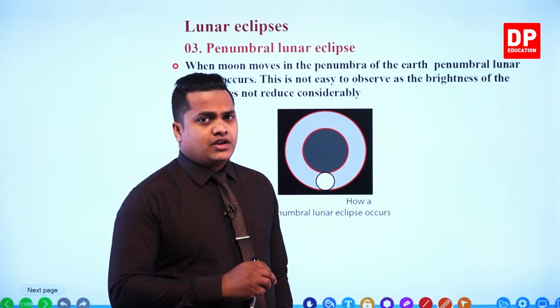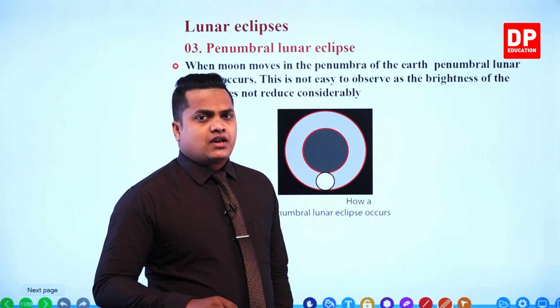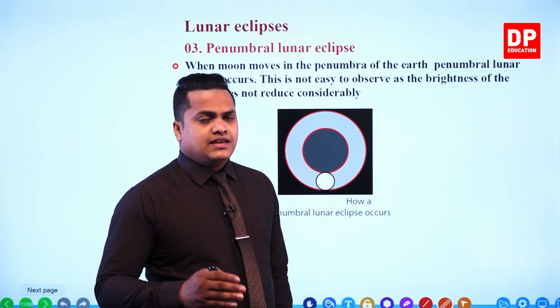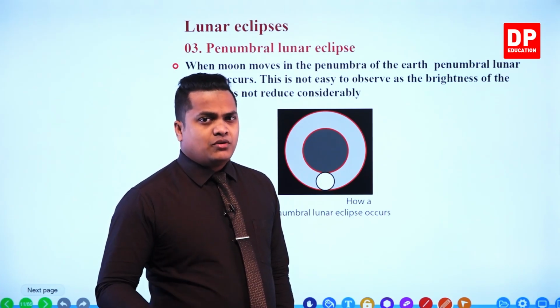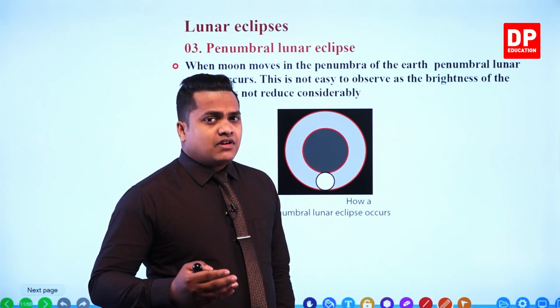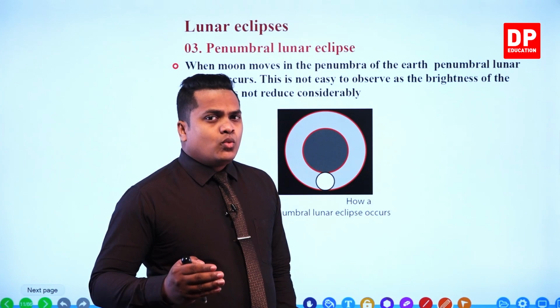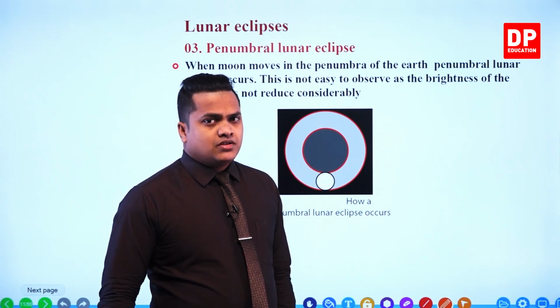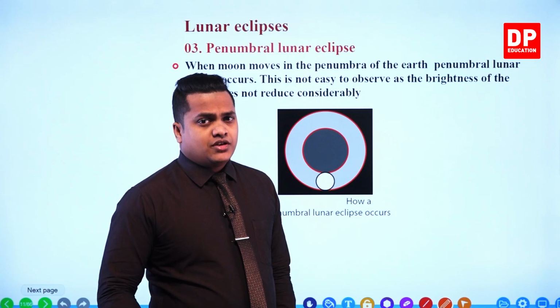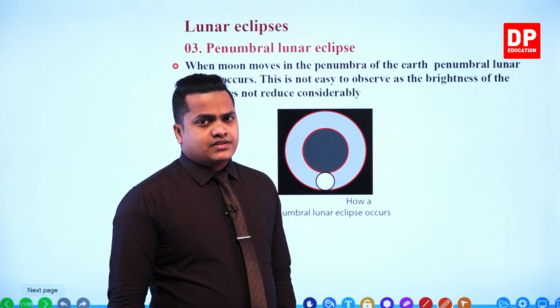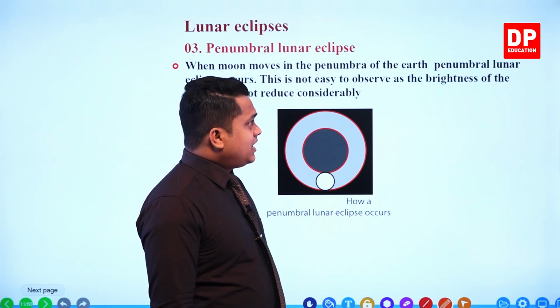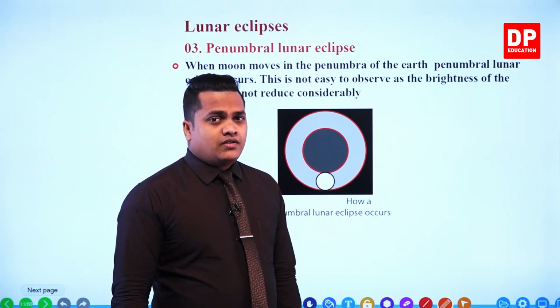However, during a penumbral lunar eclipse, as the earth is a larger object and is somewhat closer to the moon, we can't observe a considerable change. It's because of the brightness. Brightness is not getting reduced that much, right? So this is the main reason.